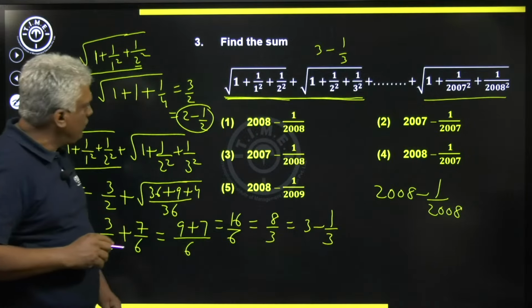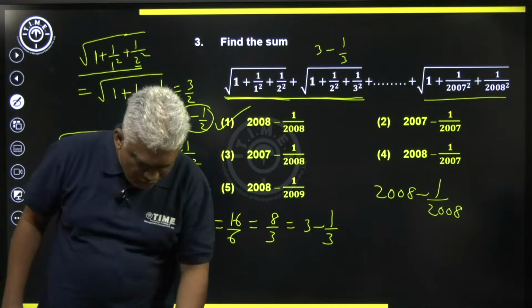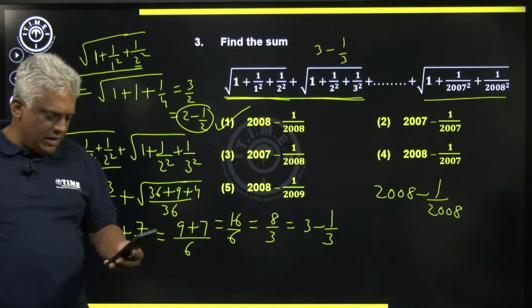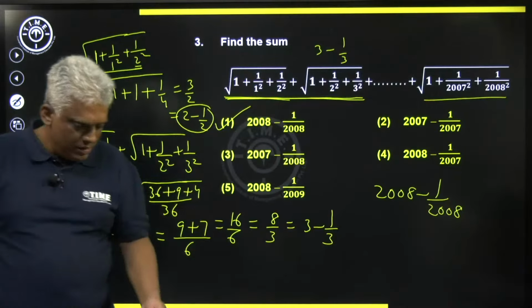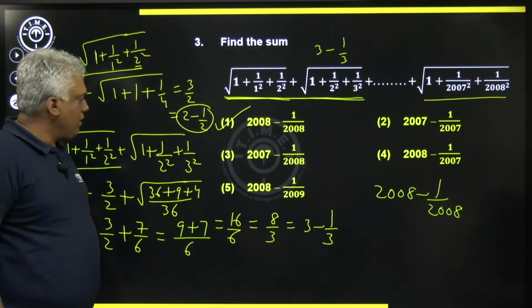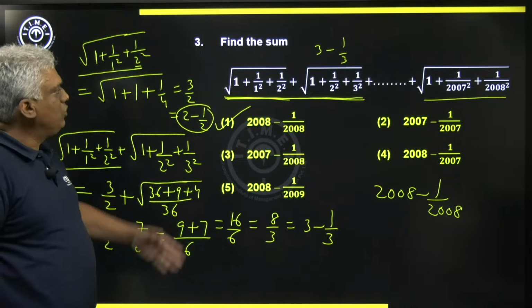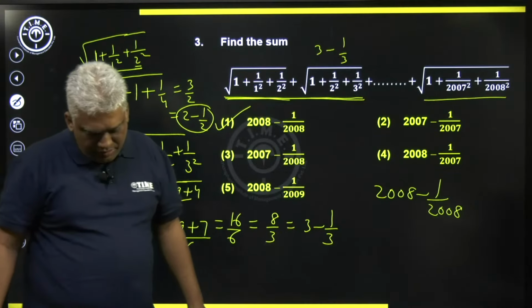Look at the options. It's option 1. So I hope this is clear to all of you. Yes, Dhruv, that's the right answer. I hope this is clear to everyone now. So you can see the pattern. By pattern, you can answer it as 2008 minus 1 by 2008. I hope this is clear to all of you, right?